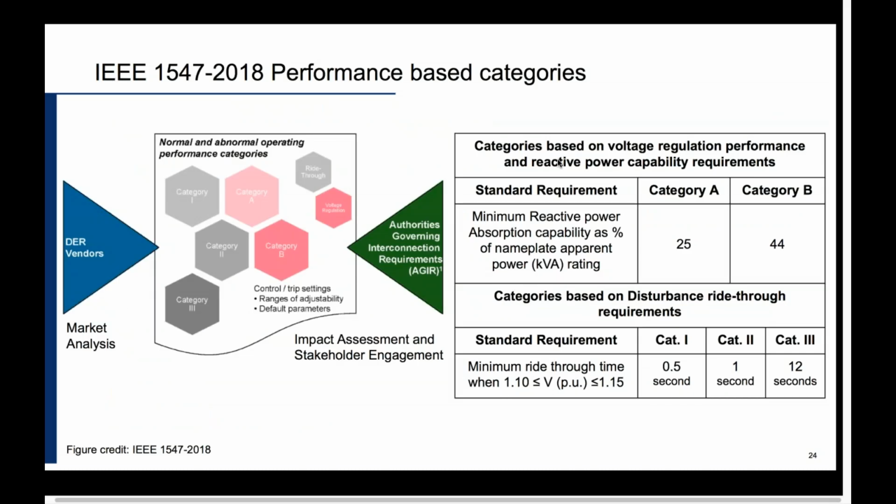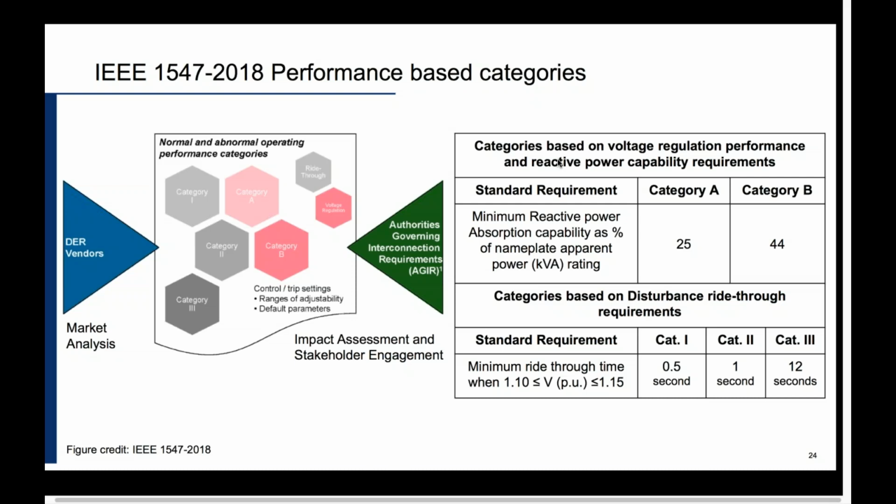What 1547 did was it categorized the operation of DERs into two verticals, which is what should the device be doing when the grid is operating normally, or in other words, when there's a continuous operation, or what should these devices be doing when there is an event on the grid or a fault.